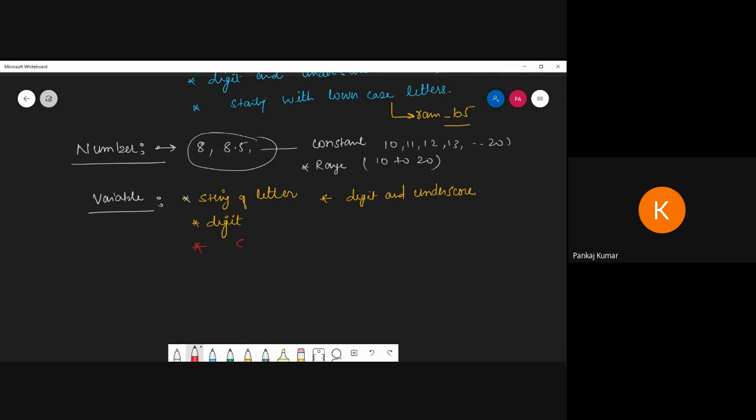So these points are very important. Start with an uppercase letter or an underscore character.